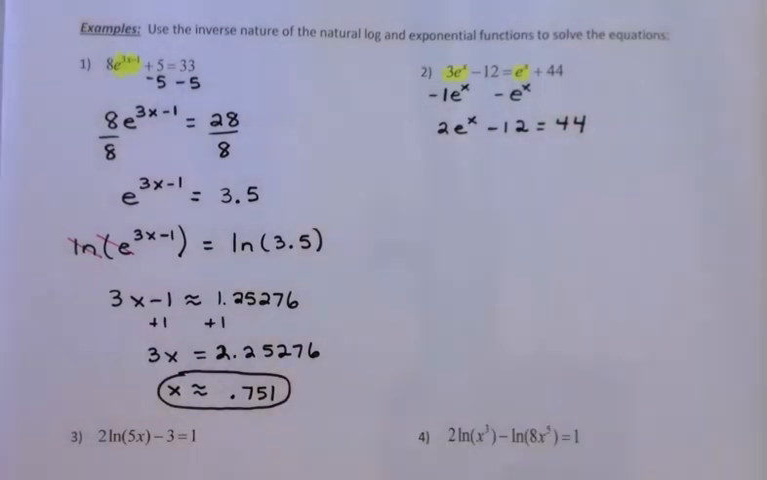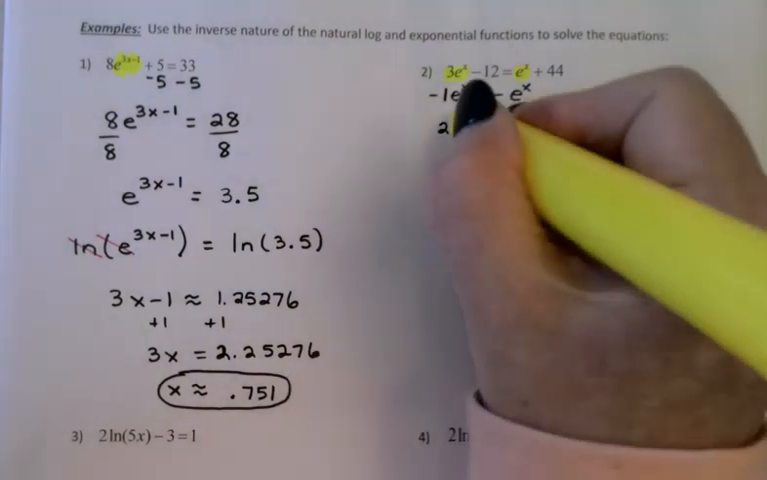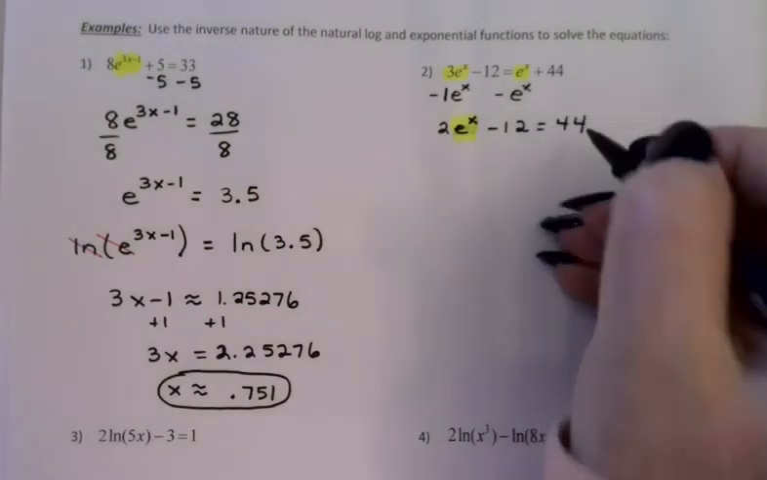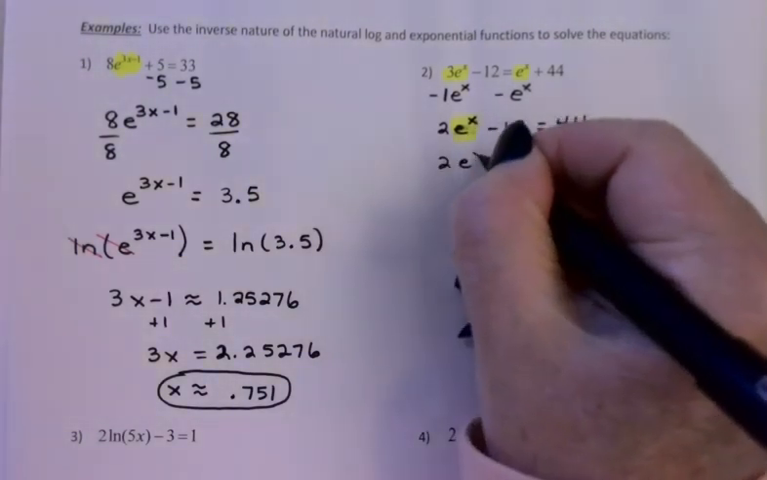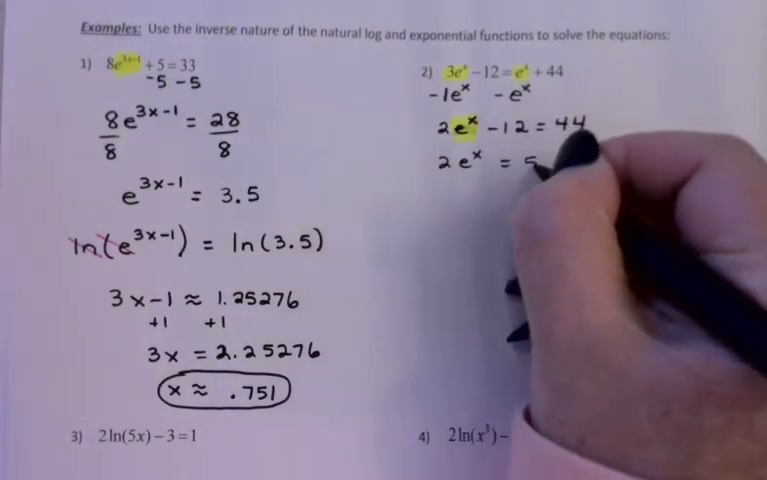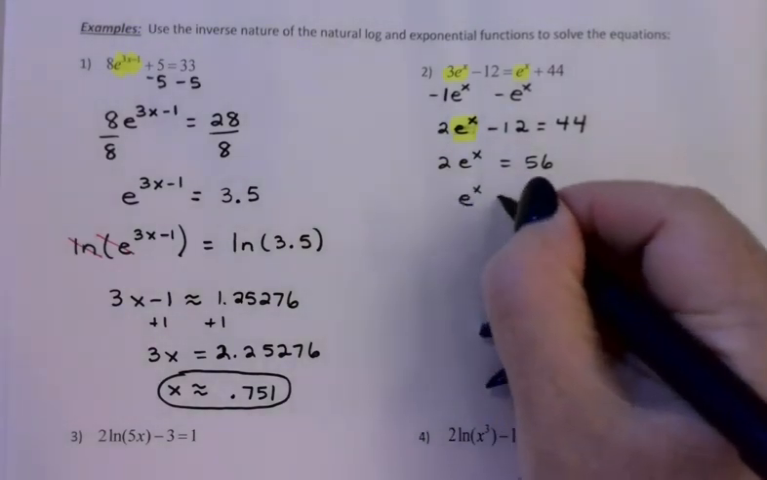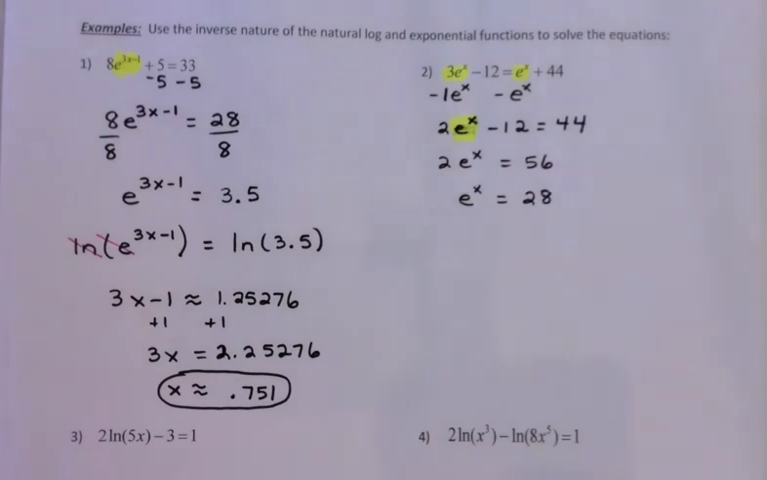I now need to isolate my exponential, which is e to the x. So we'll add the 12. 44 plus 12 gives me 56. And then divide by the 2. So e to the x is equal to 28.